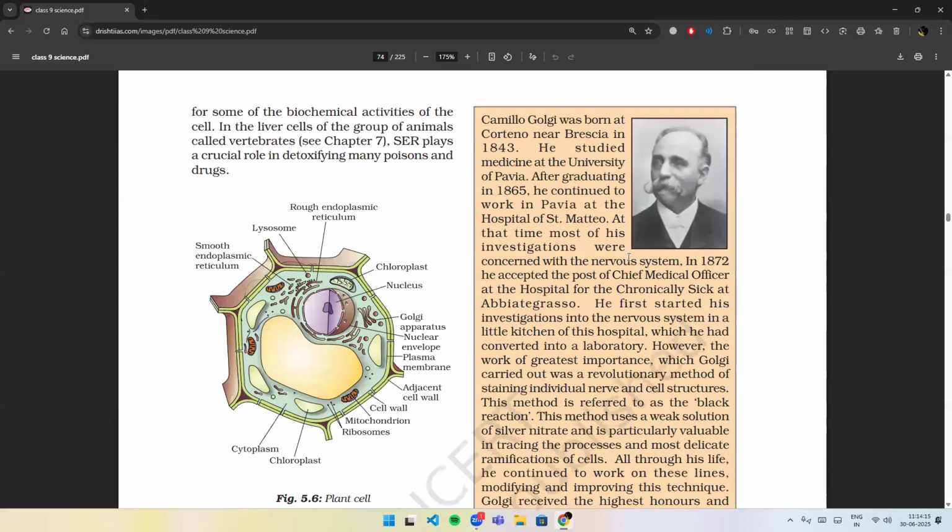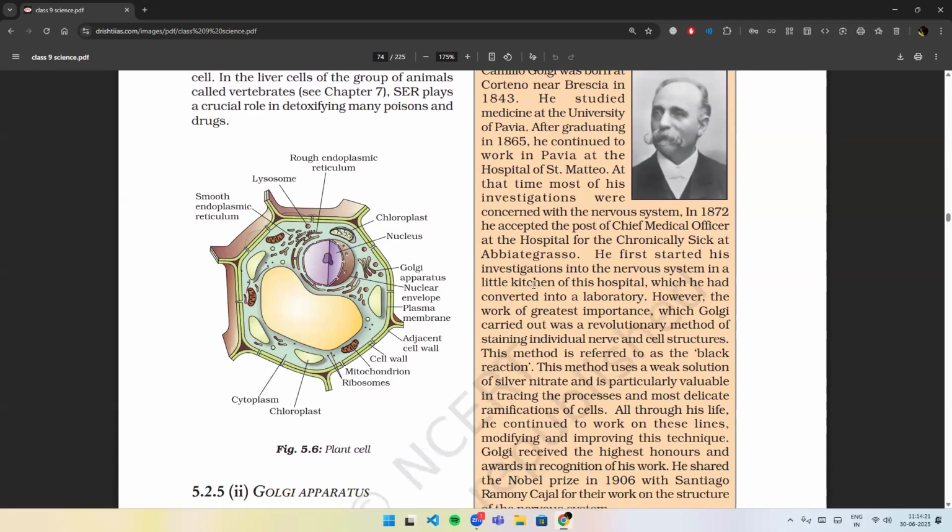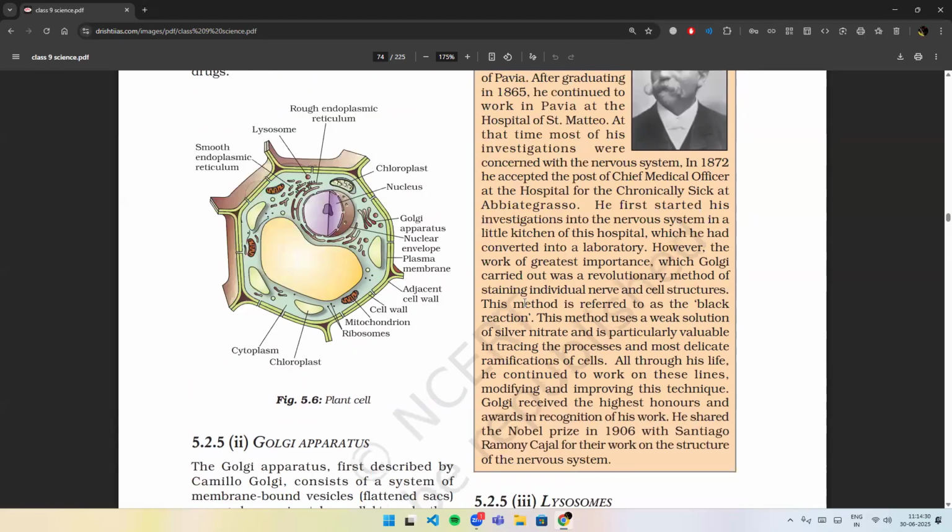Camillo Golgi was born at Corteno near Brescia in 1843. He studied medicine at the University of Pavia. After graduating, he continued to work in Pavia at the Hospital of St. Matteo. At that time, most of his investigations were concerned with the nervous system. In 1872, he accepted the post of Chief Medical Officer at the Hospital for the Chronically Sick at Abbiategrasso.